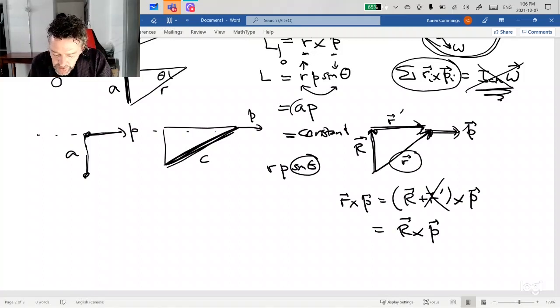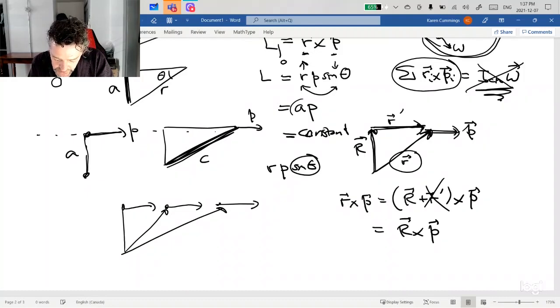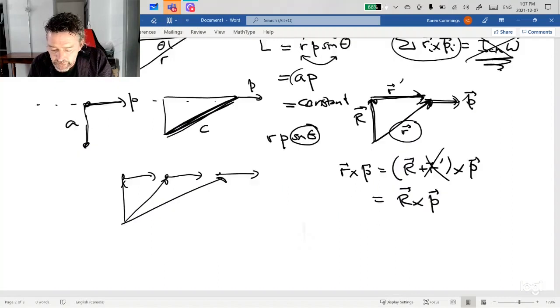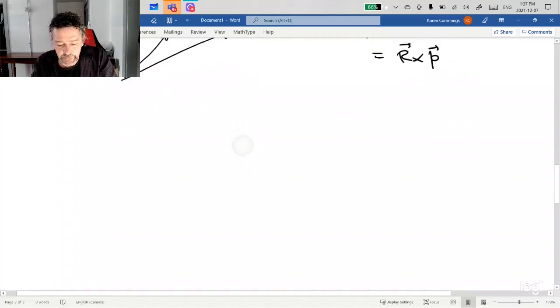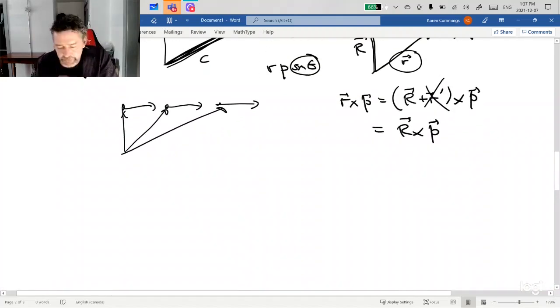So whether the object is here, or whether it's further on down the line here, or whether it's here, you'll get the same answer for R cross P. So R cross P remains constant. The angular momentum is constant because there's no torque acting on that thing. The linear momentum is also constant because there's no force. Does that make sense?